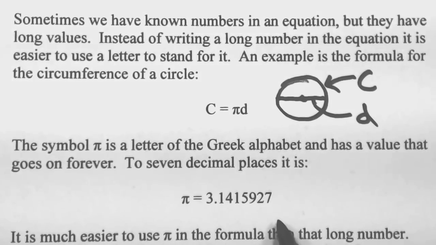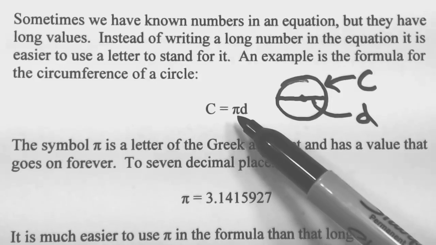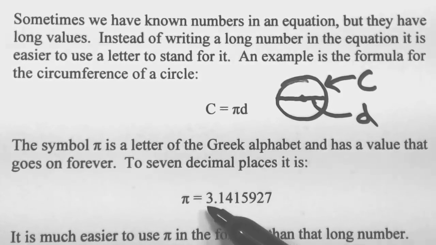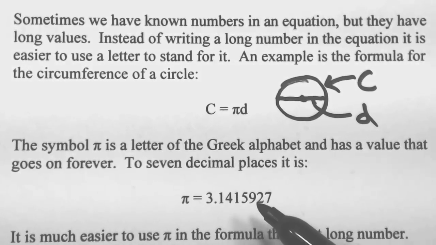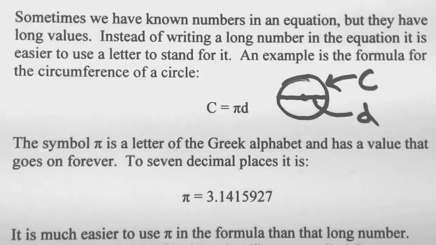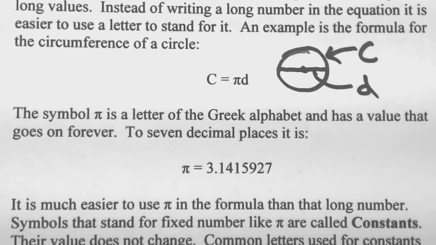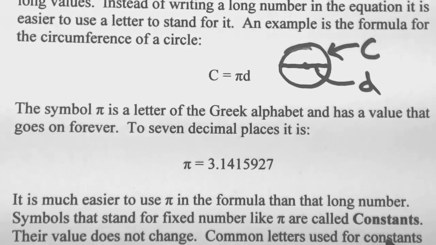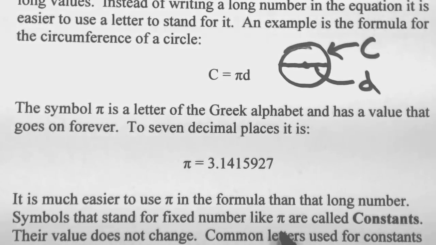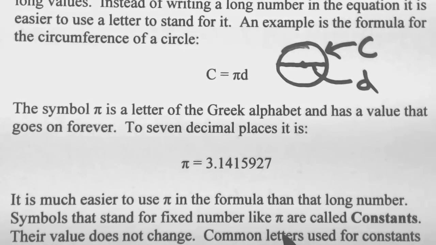Well, this is a pretty long number, and it's much easier in an equation like the one we have up here, C equals pi times d, just to put the pi in, and folks are familiar that pi stands for this value. So that's the idea. Numbers that are long and that we use symbols for in equations are called constants. Pi is an example of this. It's a value that does not change, in contrast to a variable, which is one we allow to change until we get the correct answer.